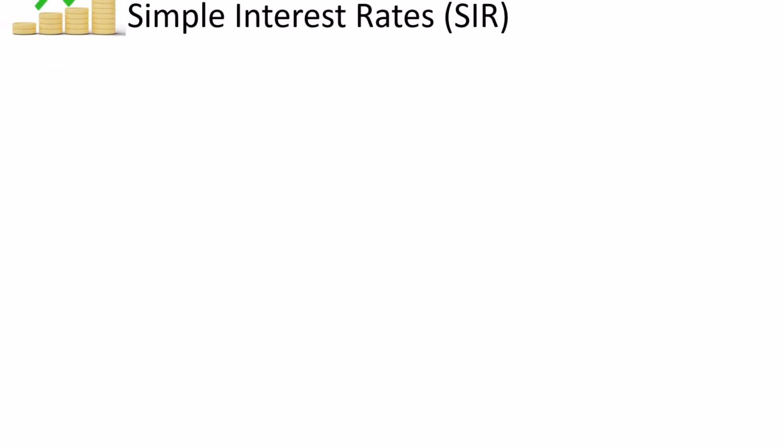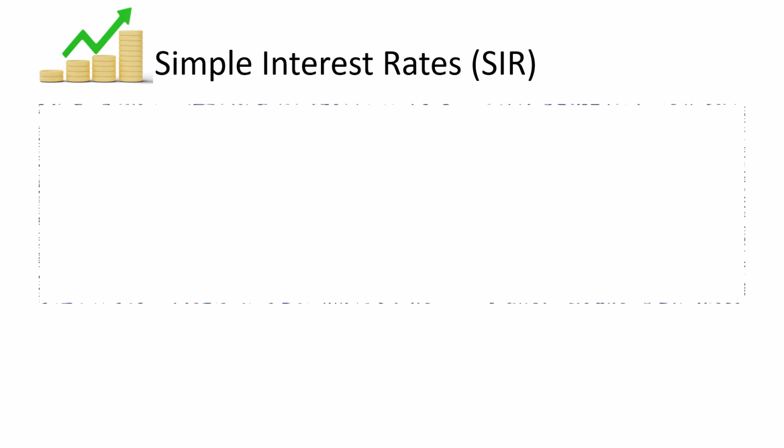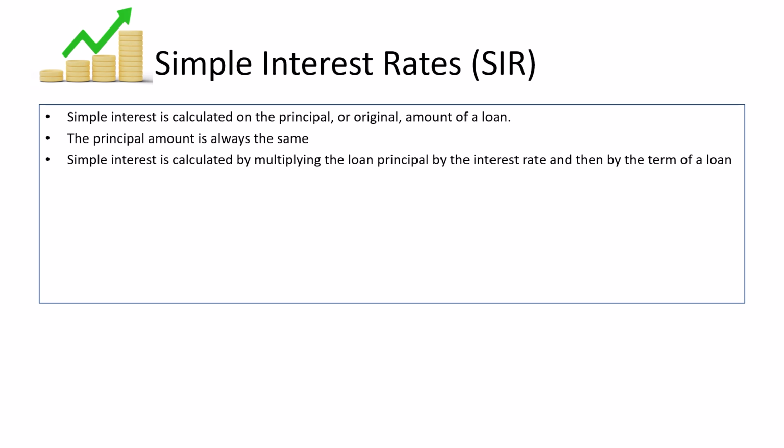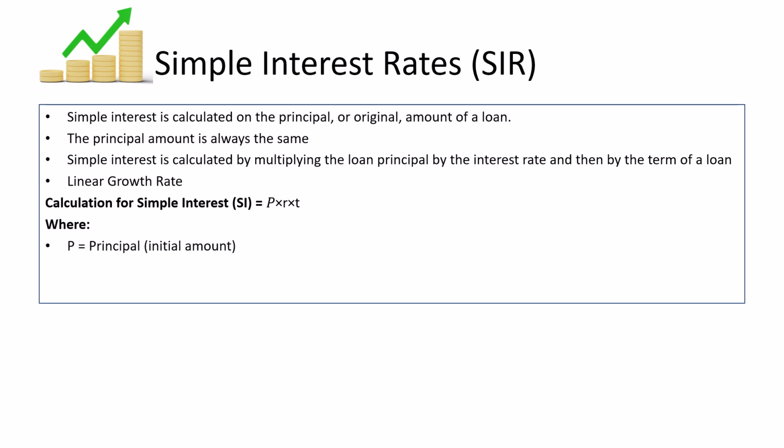Let's look at the first fixed interest rate, which is simple interest rate. Simple interest rate is calculated on the principal, or original amount of a loan. The principal is always the same. Simple interest is calculated by multiplying the loan principal by the interest rate and then by the term of the loan. It has a linear growth rate. So the calculation is equal to P times R times T, where P is the principal, the initial amount, R is the interest rate in decimal, so for example, 5% equals 0.05, and T is time in years.